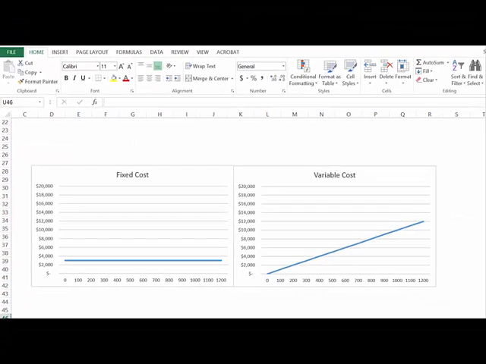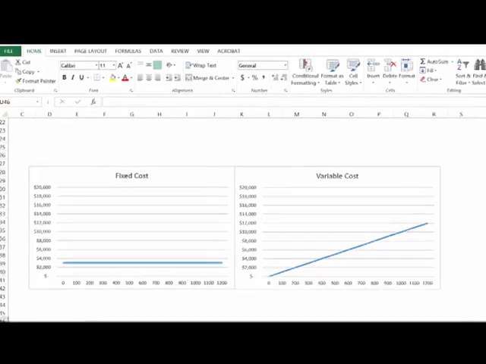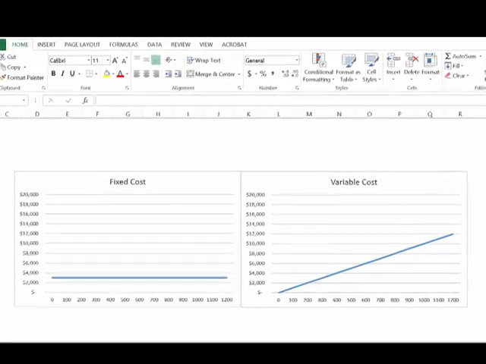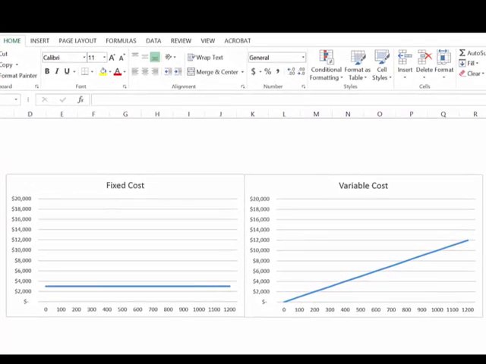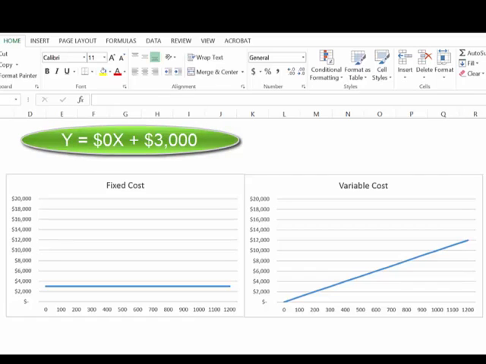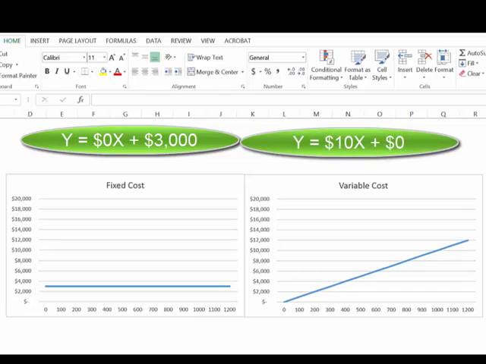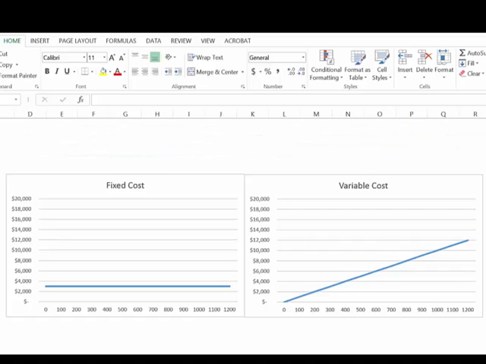Okay, so here are just the two graphs side by side. Notice that they have the same dollar values on the y-axis and the same number of widgets on the x-axis. The fixed cost is a linear equation with a slope of 0. And the variable cost is a linear equation with an intercept of 0. That means that it has no fixed cost.